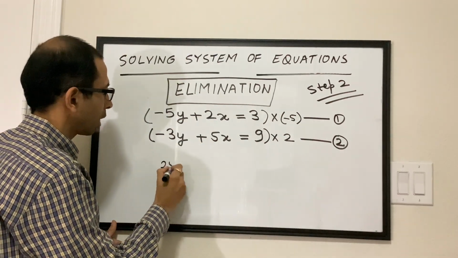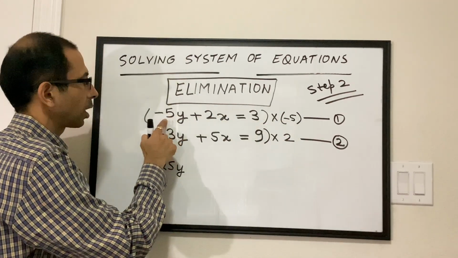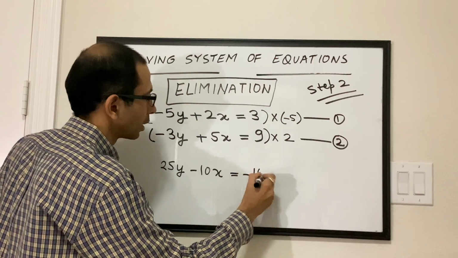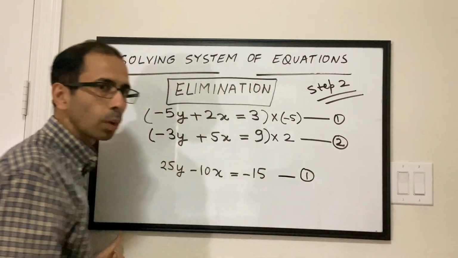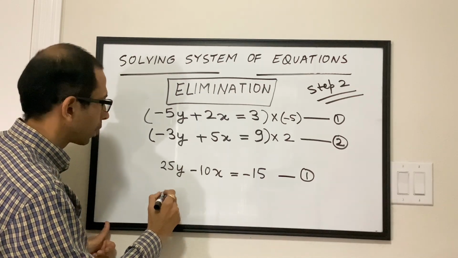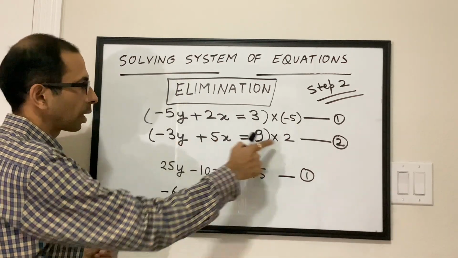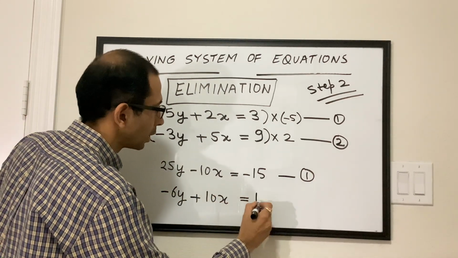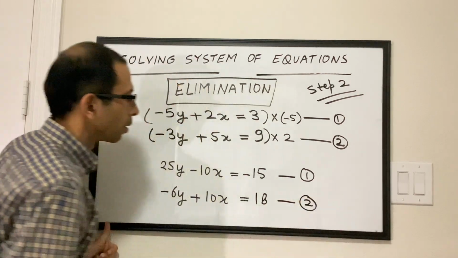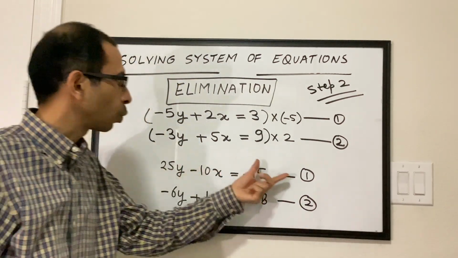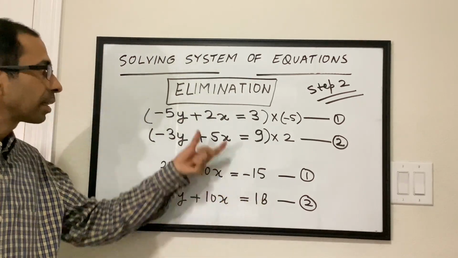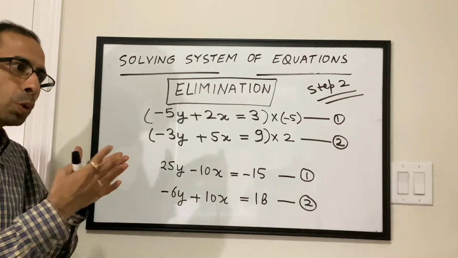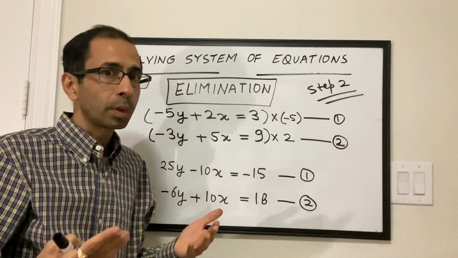Equation 1 becomes 25y, minus 5 times minus 5y is 25y, minus 10x is equal to minus 15. This is our new equation 1. Equation 2 becomes minus 6y, minus 3y times 2 is minus 6y, plus 10x is equal to 18. So these are our new equations. This is our equation 1, this is our equation 2. Essentially they are the same as the original equations because we are doing the operations on both sides. Remember, as long as we do the same operation on both sides, the equation remains the same.